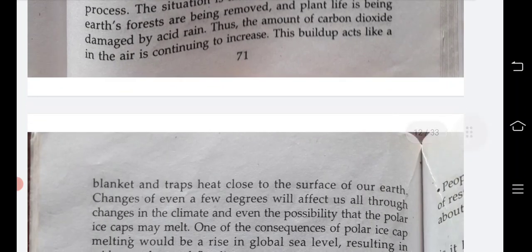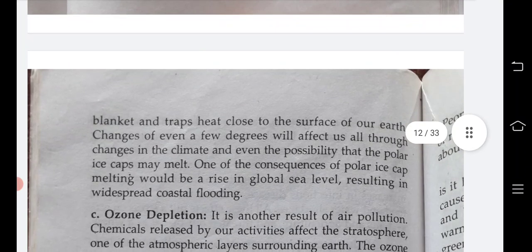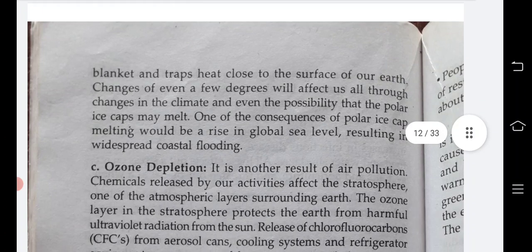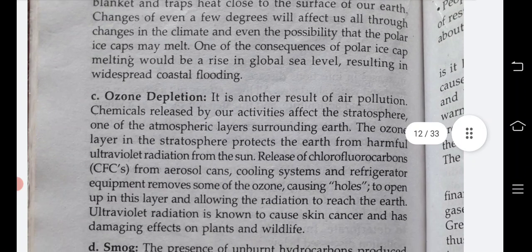This buildup acts like a blanket and traps heat close to the surface of the earth. Just like we have a blanket during the winter season, this also becomes a blanket, and the heat that comes to the earth doesn't go back, as a result of which the temperature on the earth increases, which leads to melting of the ice and all. As a consequence, the polar ice cap melting could cause a rise in global sea level, resulting in widespread coastal flooding. Ozone depletion.